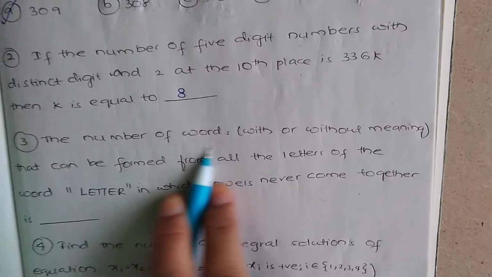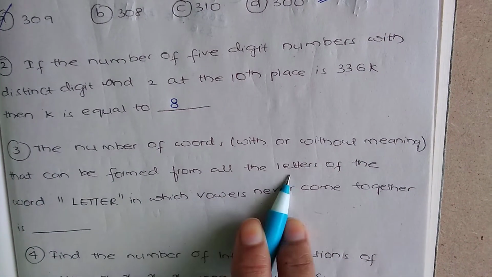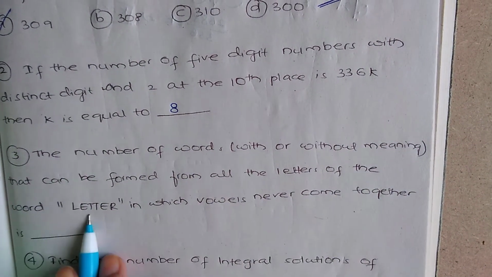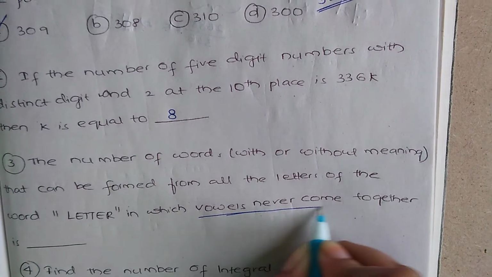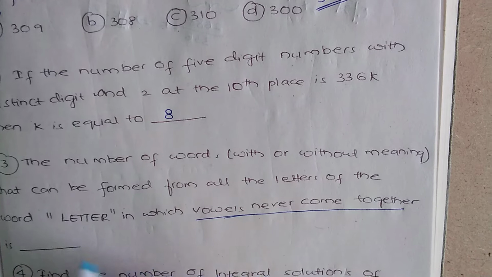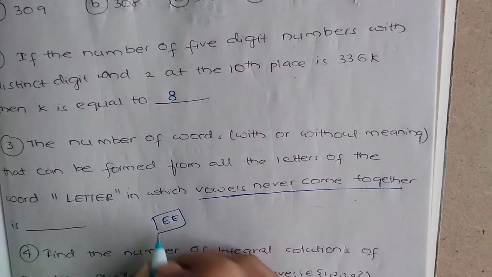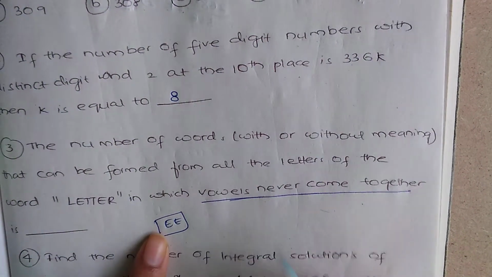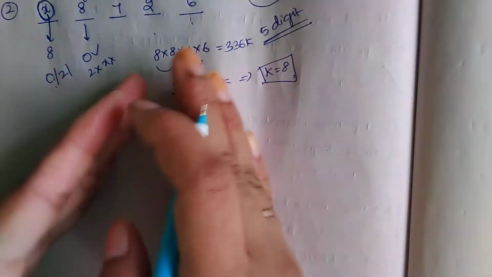Yes, the number of words, with or without meaning, that can be formed from all the letters of the word LETTER in which vowels never come together. What are the vowels present here? 2. What are those? E and E. Vowels never come together. E and E should not come together.